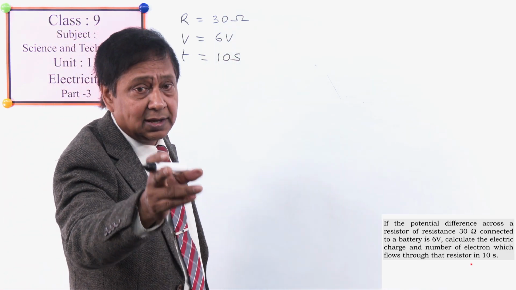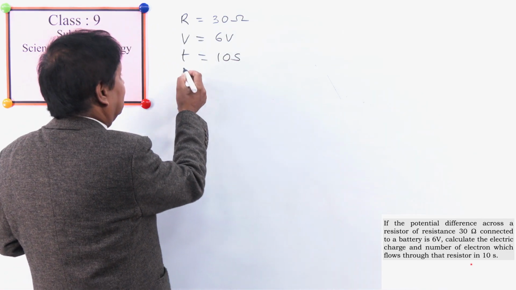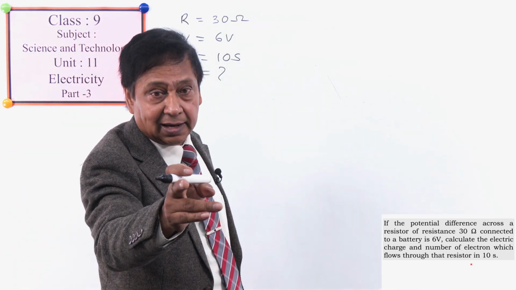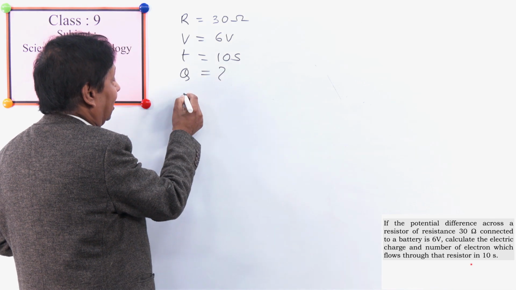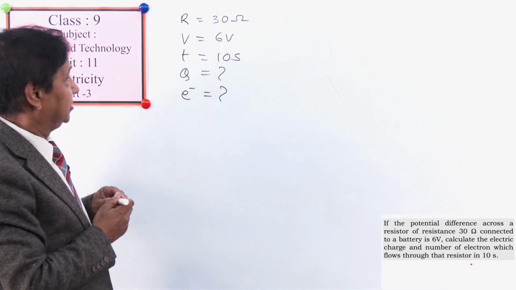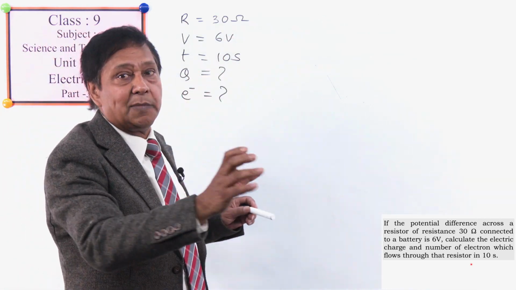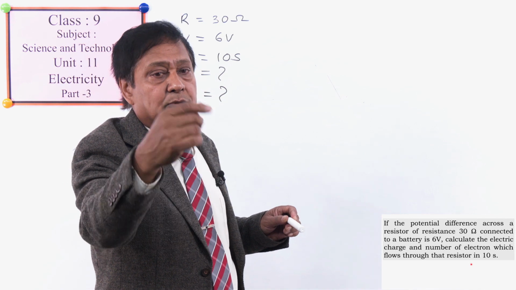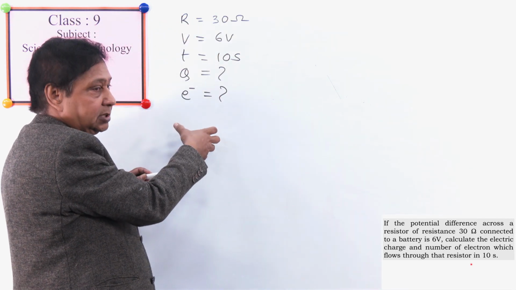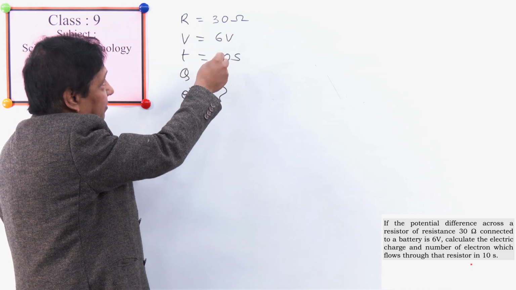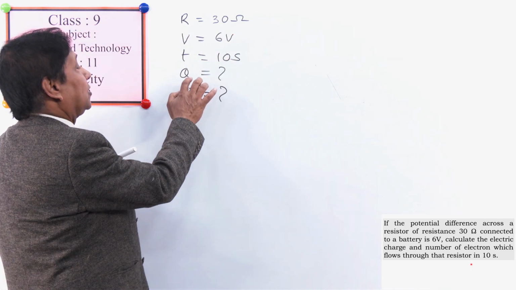And what was the question? Electric charge. Electric charge is denoted by Q. Q is equal to question mark. And second, number of electrons. Electron can be denoted by e minus. Number of electrons is what? Now this is the mathematical representation of this question. Now we don't have to see the question. We can go through this mathematical information.